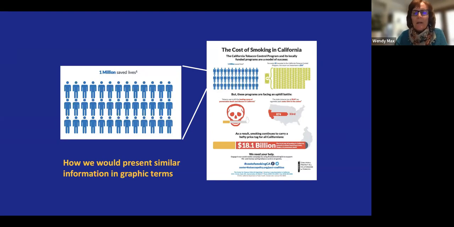And you see here, looking at the lives that have been saved by the California Tobacco Control Program, shown in pictures. Looks like a lot of bodies there, or a lot of dollars. I like the skeleton here smoking the cigarette. I think this came out just before Prop 56 was on the ballot. So this was one way of conveying this information that smoking is costly, and we need to figure out ways to reduce it.